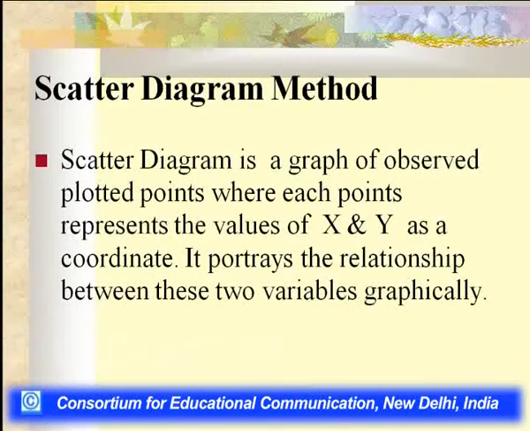The scatter diagram method is a graphical method to calculate the coefficient of correlation. The scatter diagram is a graph of observed plotted points, where each point represents the values of x and y as a coordinate. It portrays the relationship between these 2 variables graphically.